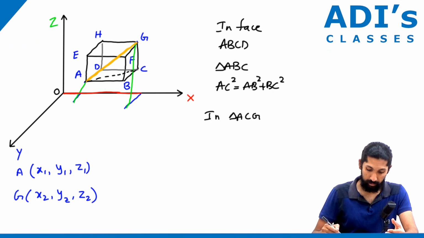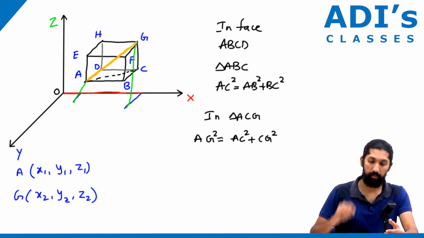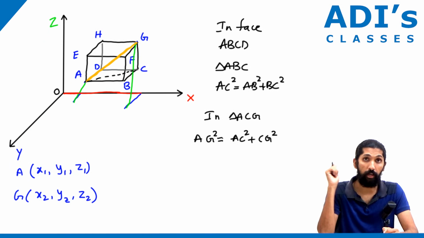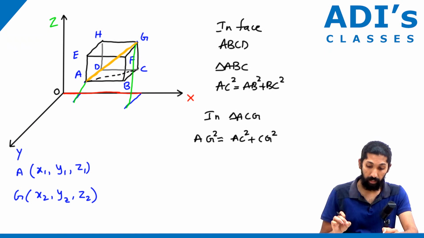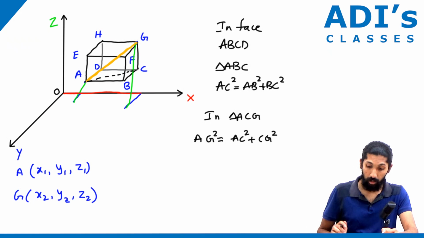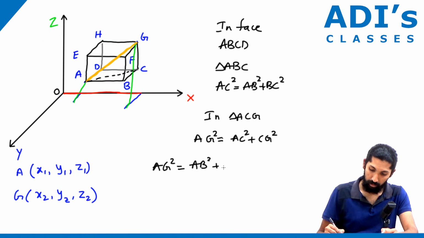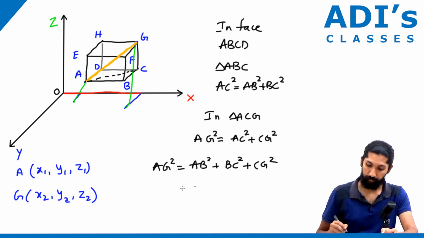So in triangle ACG, what you are going to get? You are going to get AG square is equal to AC square plus CG square, isn't it? This is what we have now. Now, but what is AC square? AC square is nothing but AB square plus BC square. Now, what you are going to get? AG square is equal to AB square plus BC square plus CG square.